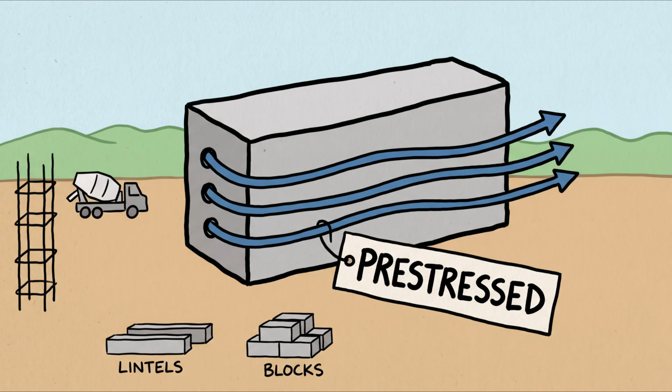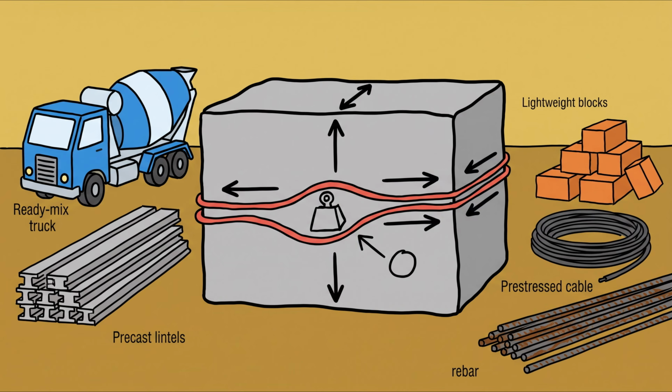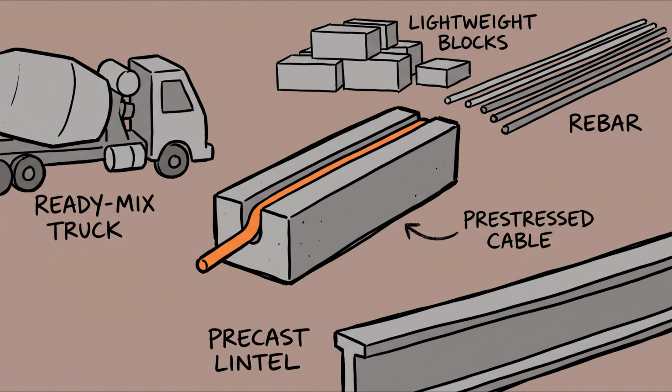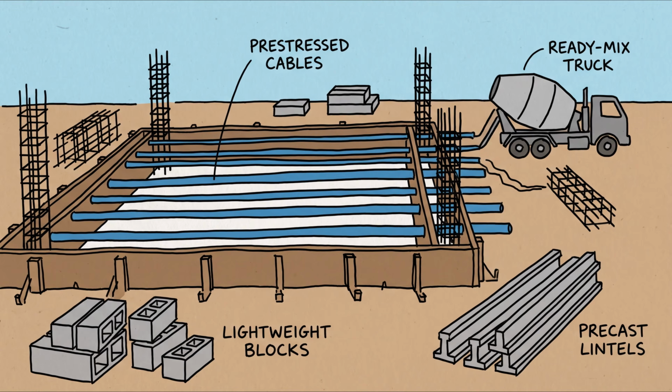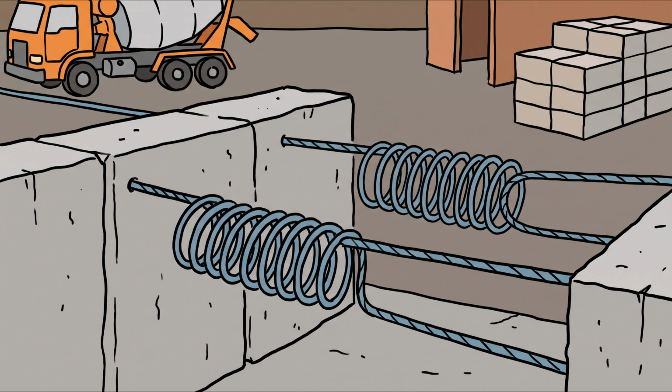Number 9. Prestressed concrete. This is the most engineered type on this list. Think of it like stretching a rubber band and then wrapping it in concrete. When the concrete sets and you let go, the rubber band tries to spring back, but it can't. That tension makes the whole thing stronger. That's basically what happens. Steel cables get stretched to very high tension inside the formwork. Concrete is poured around them and allowed to set. When the tension is released, the steel tries to spring back, but the concrete grips it.